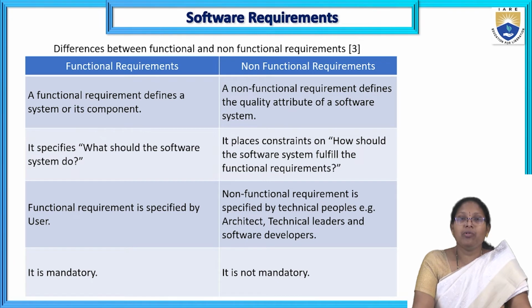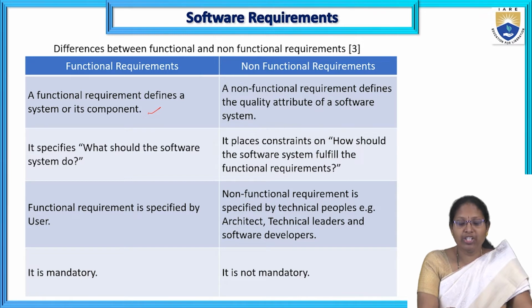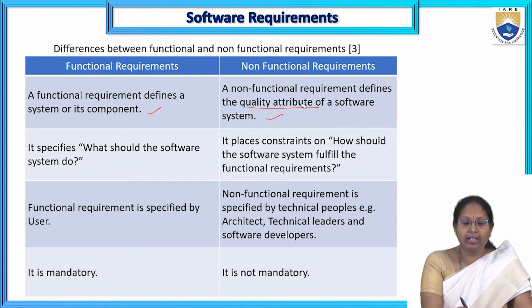So we mainly focus on functional and non-functional requirements. What are the major differences identified between functional and non-functional requirements? Functional requirements define a system or its components. Non-functional requirements define quality attributes of the system. This is very important: the quality attribute is the important part of a non-functional requirement.